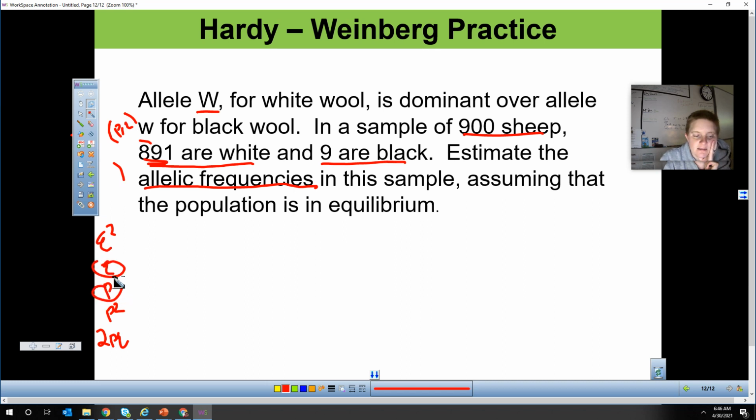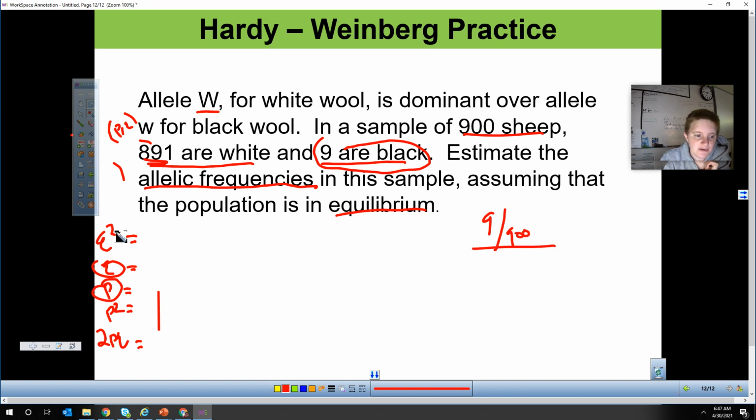So I want this in this sample, assuming that the population is in equilibrium, meaning it's not going to evolve, so these numbers are going to stay the same. So here we go. To figure out Q squared first, because we're always going to start with Q squared first, because it's easier. So Q squared are all going to be the homozygous recessives, so that's all going to be these guys. So Q squared is going to be 9 sheep. Now, how do I figure out what the frequency of that is? How do I take that from numbers of individuals to decimal? Well, it's just 9 out of 900, so you just divide that, and that'll tell you how many are Q squared.